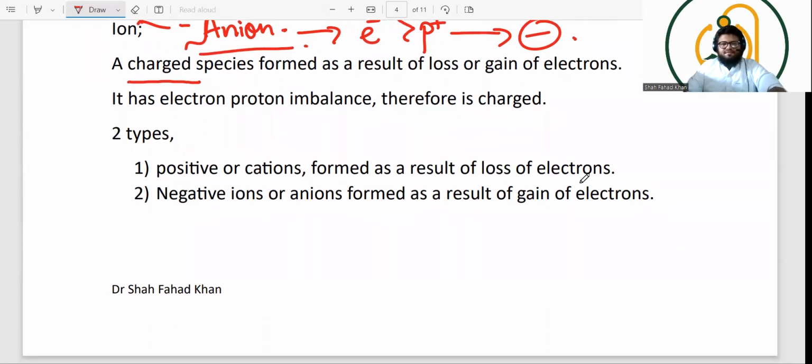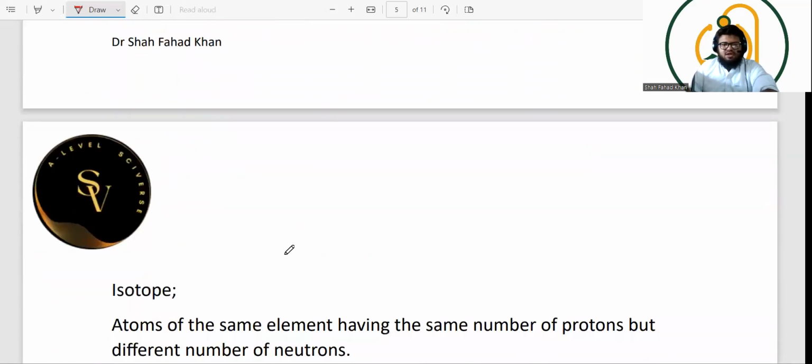Now, we've discussed this. Positive ions or cations are formed as a result of loss of electrons. Negative ions are formed as a result of gain of electrons. Moving on.